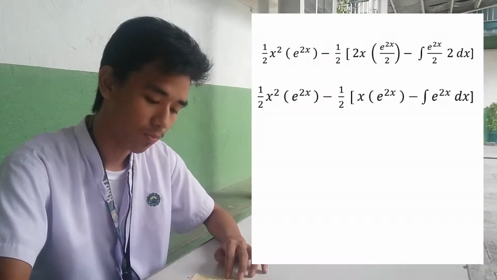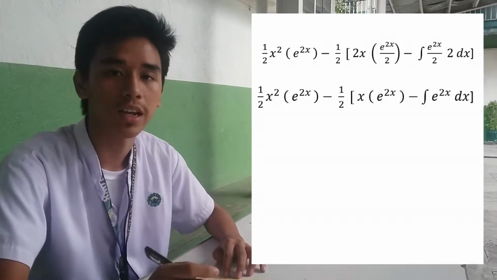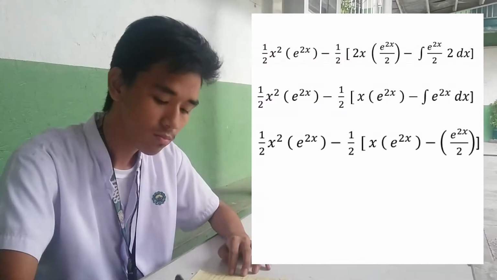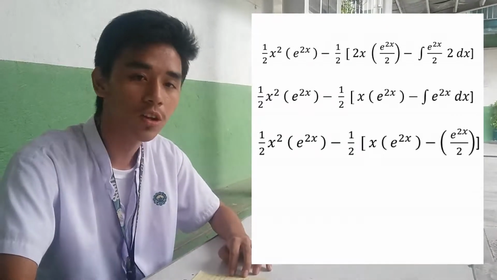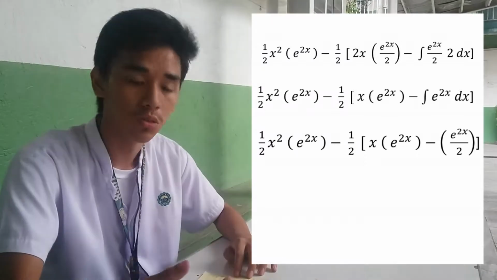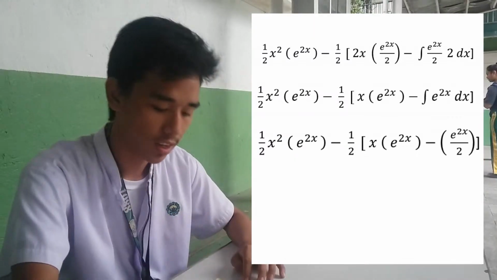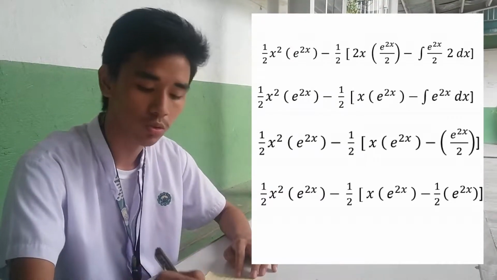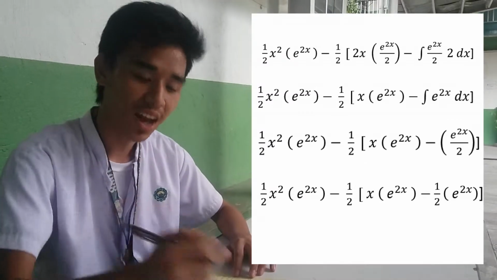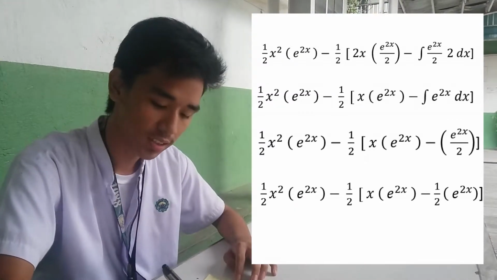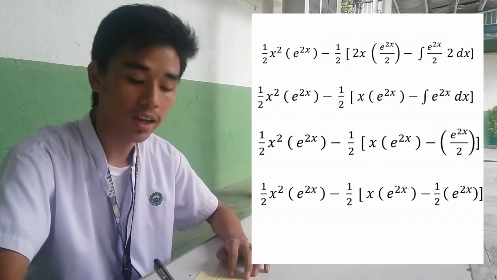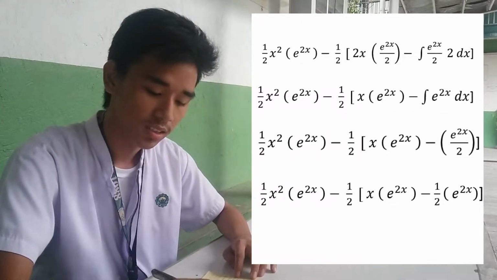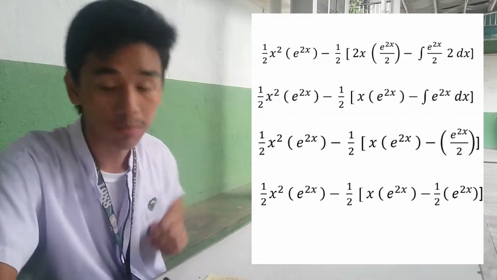The next step is to get the integral of e raised to 2x, which is e raised to 2x over 2. After getting the integral, factor out the 1/2 and multiply it to the negative outside. It will become 1/2 x squared times e raised to 2x minus 1/2 bracket x times e raised to 2x minus 1/2 times e raised to 2x.